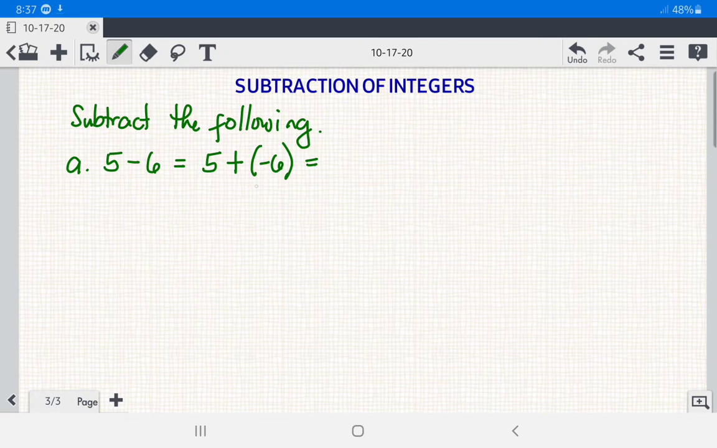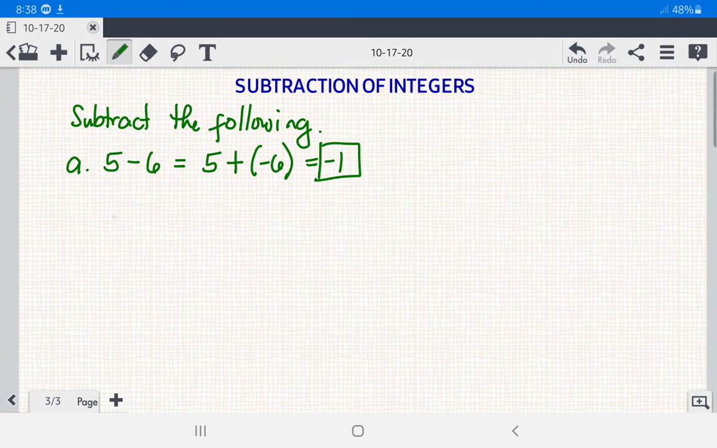Then, as you can see now, we have integers with unlike signs or different signs. So, what we are going to do is we have to subtract the smaller absolute value from the larger absolute value. So, the absolute value of negative 6 is 6. So, we have 6 minus 5. So, we have 1. Then, after that, you're going to copy the sign of the bigger number. So, we have negative. So, negative 1.